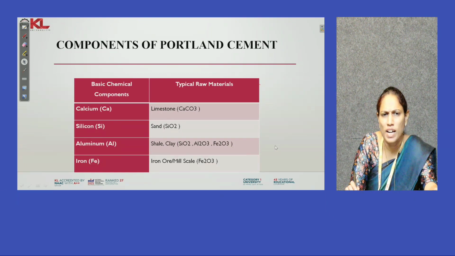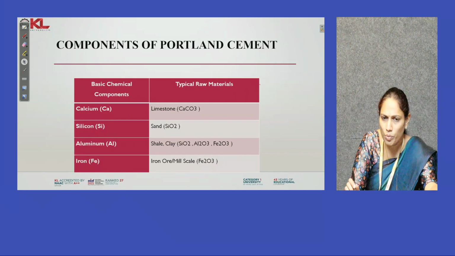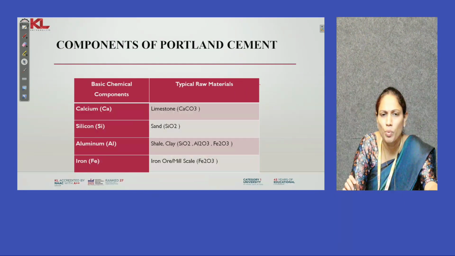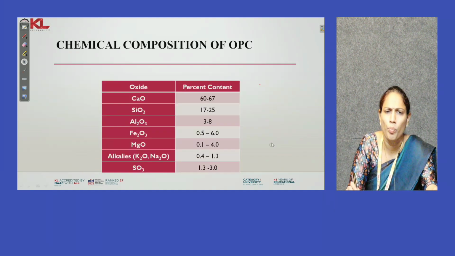So, components of Portland cement. What are the basic chemical components and typical raw materials in Portland cement? Generally we are going to talk about Portland cement, that's why we are taking the components of Portland cement. Calcium comes in the raw material as limestone, CaCO3. Silica is in sand, SiO2, along with aluminium from shale, clay and everything. Iron ores, iron and mill scale are also typical raw materials in Portland cement.